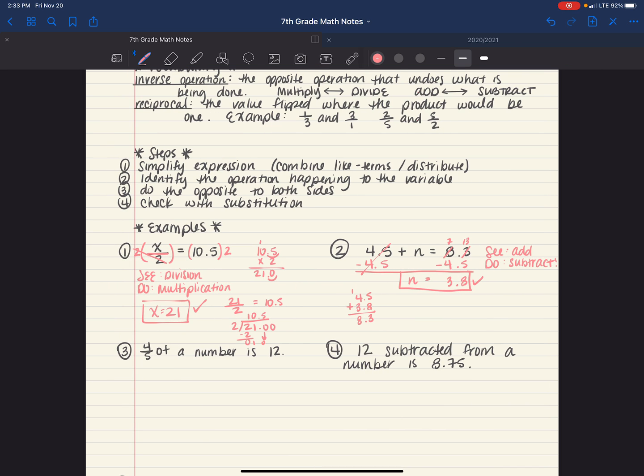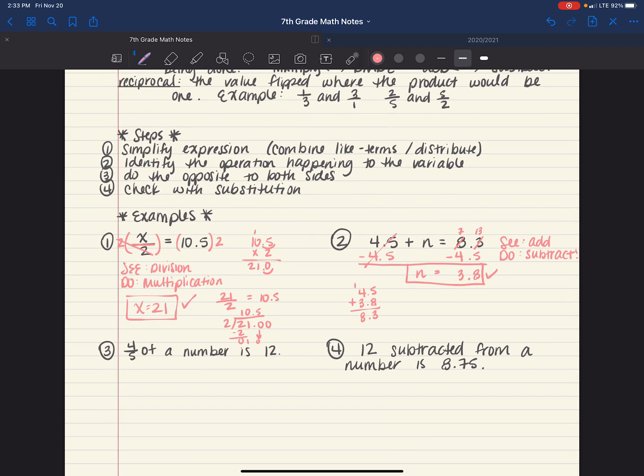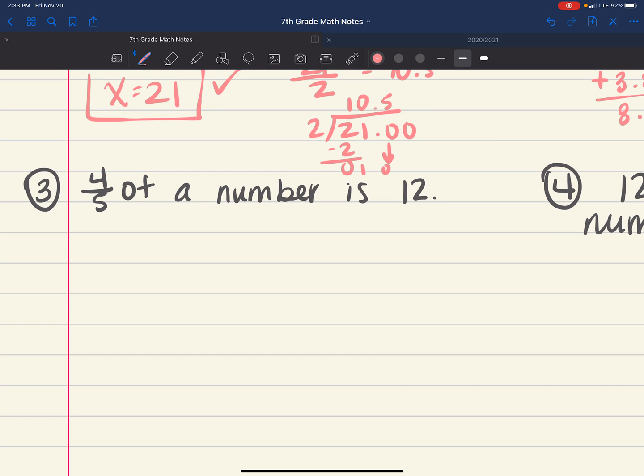Moving on to number 3. Number 3 says 4/5 of a number is 12. Well, I see a key word here: of. Here's my number, 4/5. Here's a number, but we're going to put a variable. Is is a key word, and 12. Do you see how I'm circling this? And every single part of this sentence is necessary.